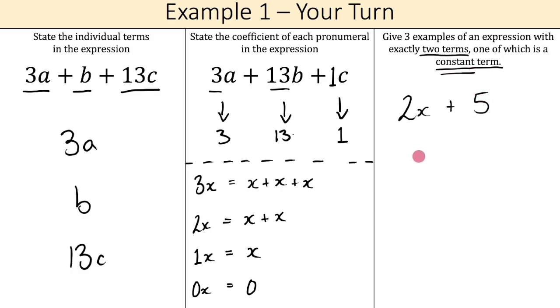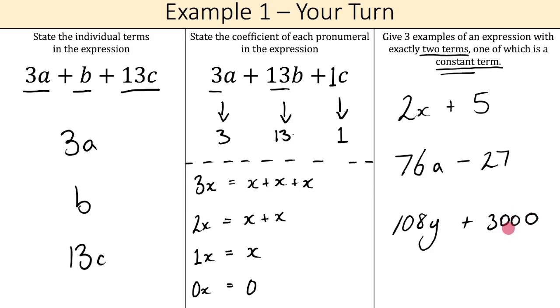So if I was to give another 2 examples, I could say 76a minus 27, because that 27 is just a number by itself, and I have 2 terms. Next, I could go 108y plus 3000. Because that 3000 is just a number by itself, it is a constant term, it has exactly 2 terms, one of which is a constant. I've satisfied all my requirements. So hopefully you understand everything here. Again, make sure that you're writing down notes with me so you can refer to them later on.